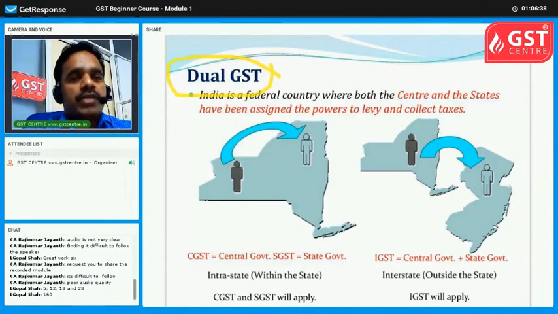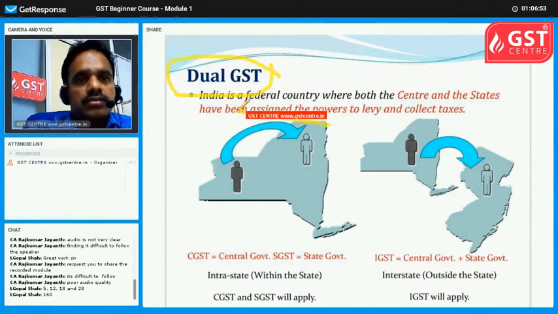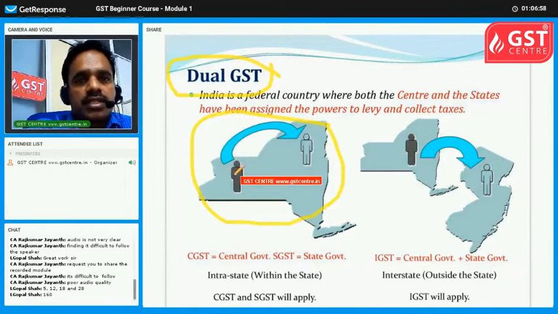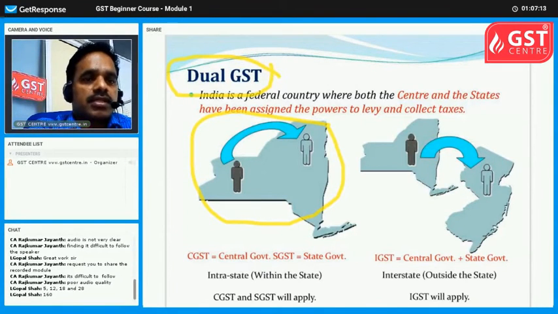There are three concepts you need to understand. Those are the components of GST: CGST, SGST, and IGST. I will explain through this image. This is a state, and the seller and buyer are in the same state. When both are in the same state, it is called intrastate, within the state. In that case, CGST and SGST will apply. CGST means central GST and SGST means state GST. CGST collected will go to the central government and SGST collected will go to the state government.